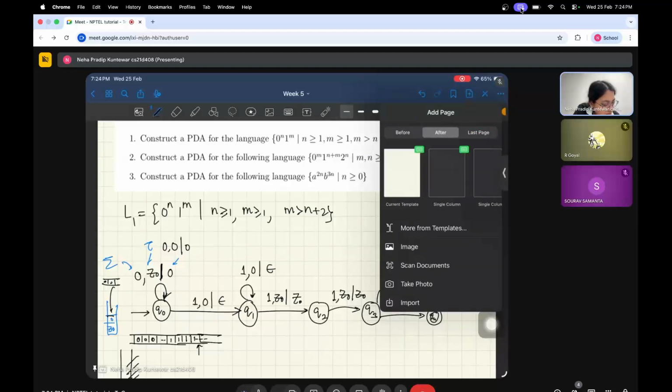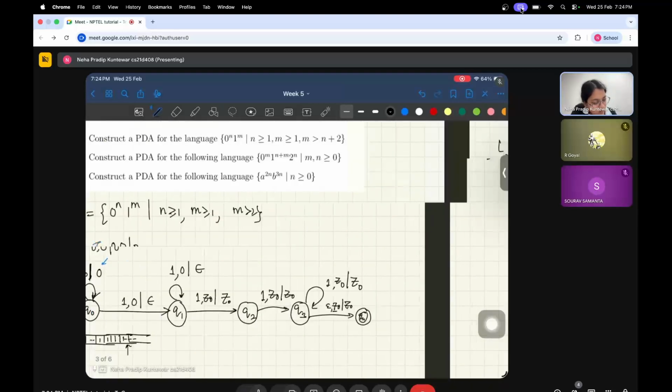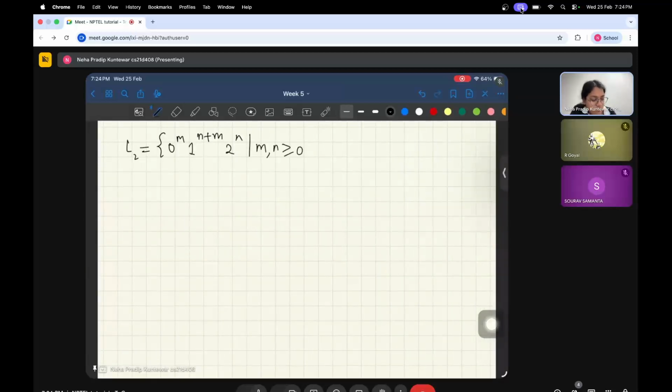The second one is also similar, but okay, let's just do it. Or if you have some other language, we can do that also. So let's say L2 is 0 to the m, 1 to the n plus m, 2 to the n. So this is like equal number of zeros followed by equal number of ones, and then equal number of ones followed by equal number of twos. So this is some kind of L1 dot L2, concatenation of two CFLs kind of thing.